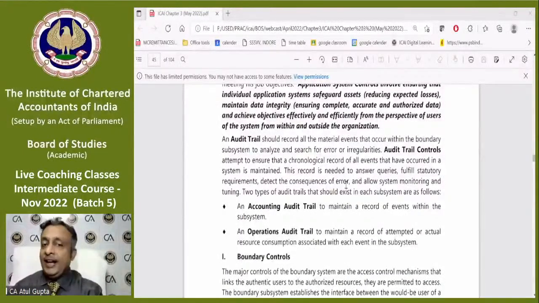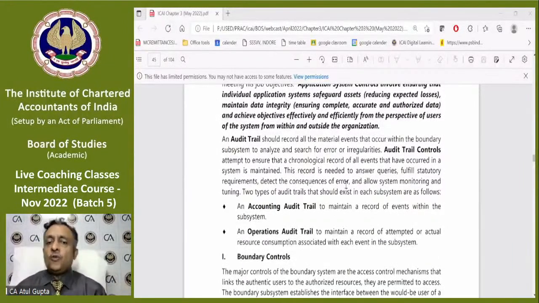Now, an audit trail should record all material events that occur within the boundary of a subsystem, to analyze and search for errors and irregularities. In fact, whenever an error occurs and is brought to the notice of the system admin or the maintenance person, the first thing they do is log into the system and see the audit trail, so that they can identify why an error has occurred and what error has occurred.